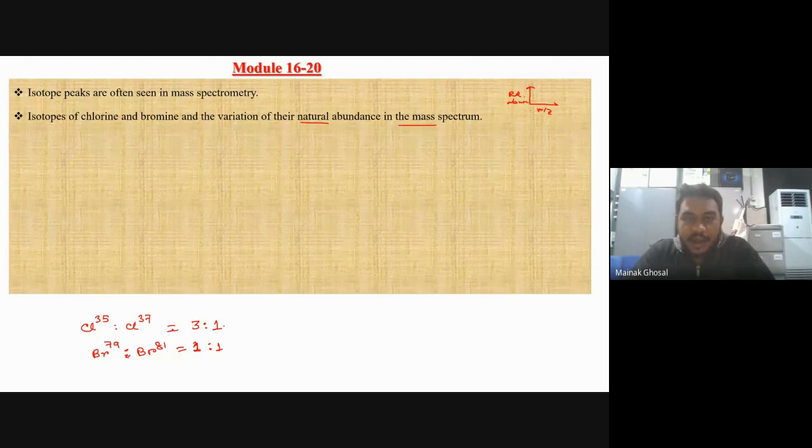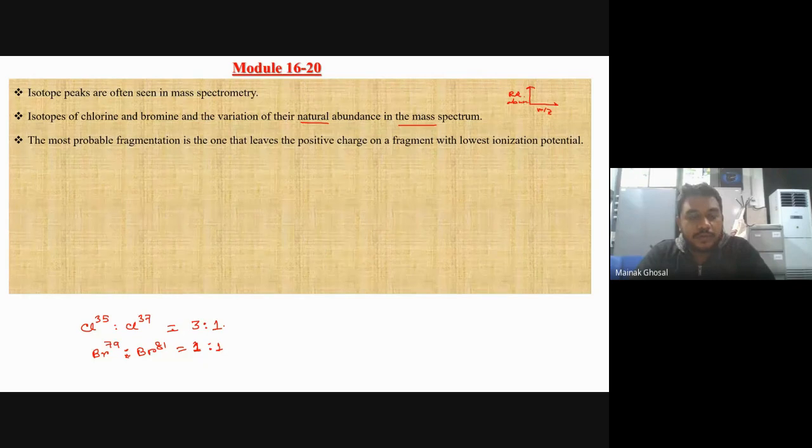This natural abundance pattern can be easily obtained using the binomial expansion shown in the lecture, that A plus B kind of thing. From there you can easily determine how much bromine and chlorine is present using this relative abundance.